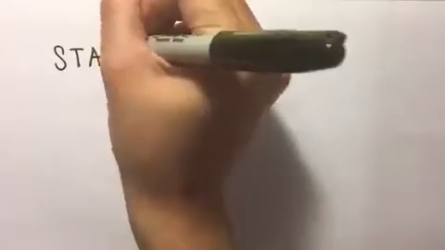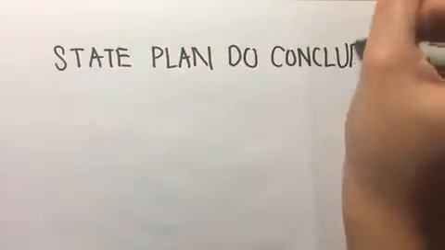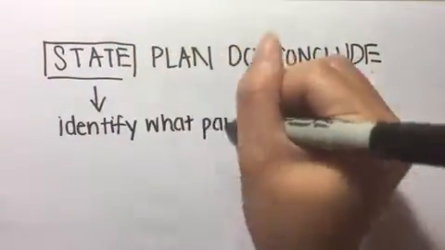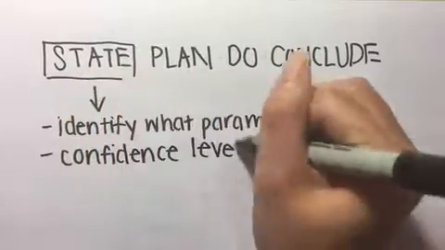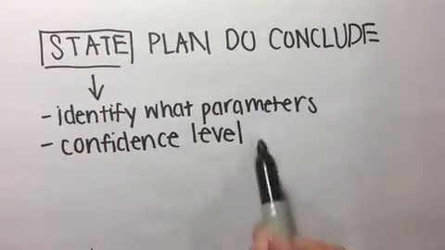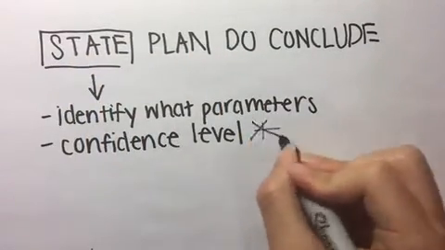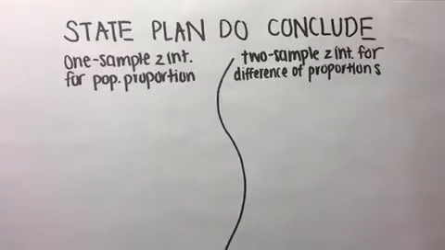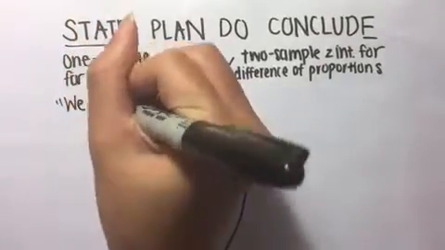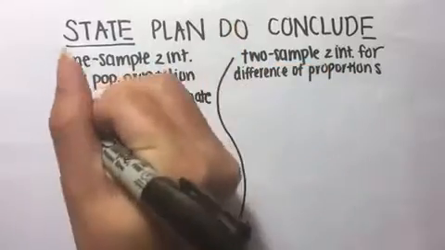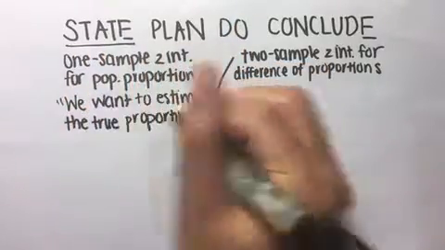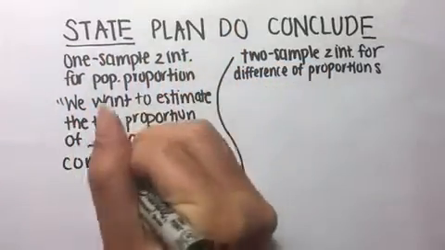You can easily solve both by using a state, plan, do, conclude structure. For the state section, you need to identify what parameter you want to estimate and at what confidence level. A lot of times we forget to mention the confidence level, but it is an important part to acknowledge. Typically, for a one sample z-interval, what we would say in this section is we want to estimate the true proportion of blank at a C% confidence level.